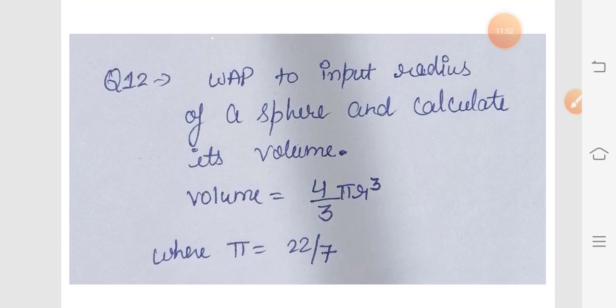So this is the holiday homework for you. Try to give your best and do all this work on a separate file. Again I am repeating it.